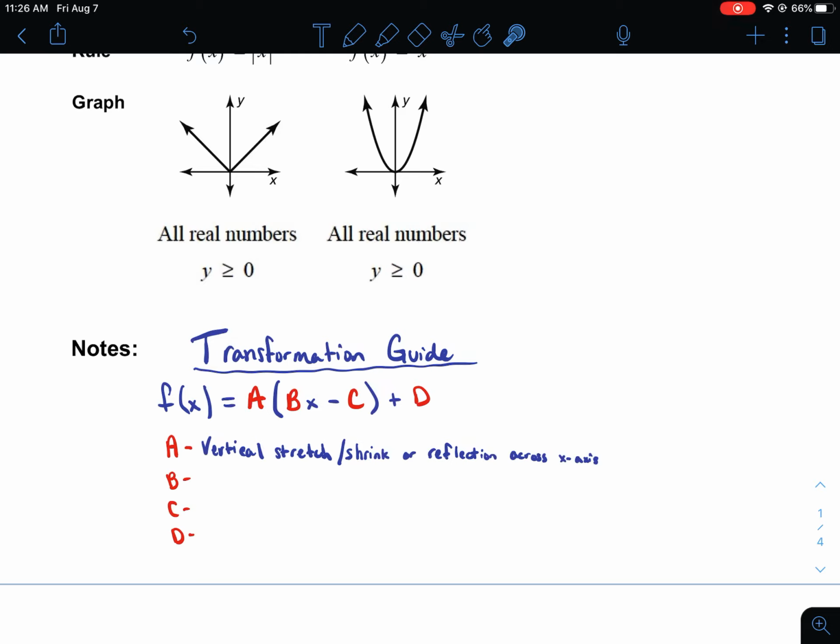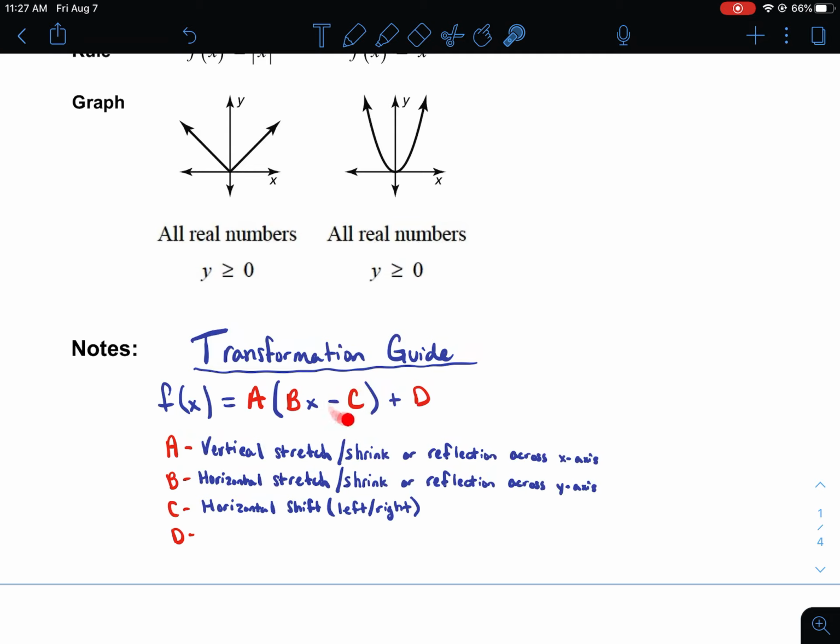But when you get inside these, you start to affect the graph horizontally. So B or C will affect the graph horizontally, whereas B is a horizontal stretch or shrink. And also, if there is a negative in here, it will reflect the graph across the y-axis, or flip it horizontally. C is a horizontal shift. So this means if you put something in C, it's going to move the graph left or right.